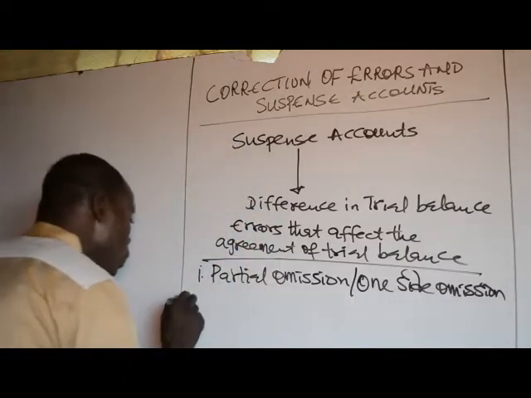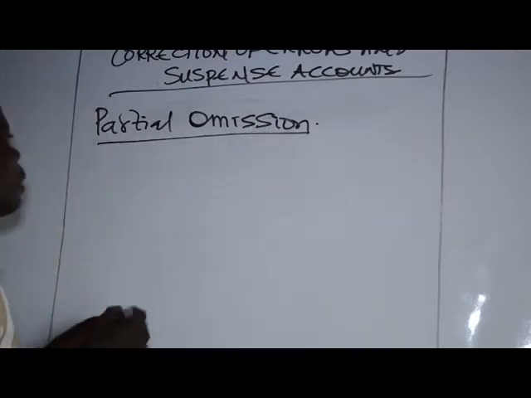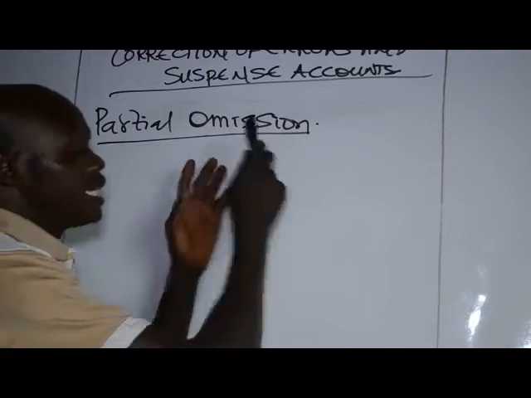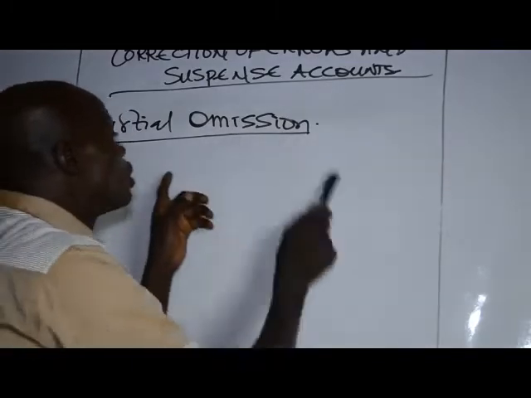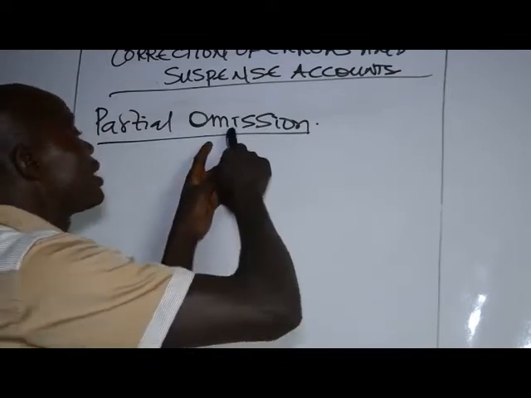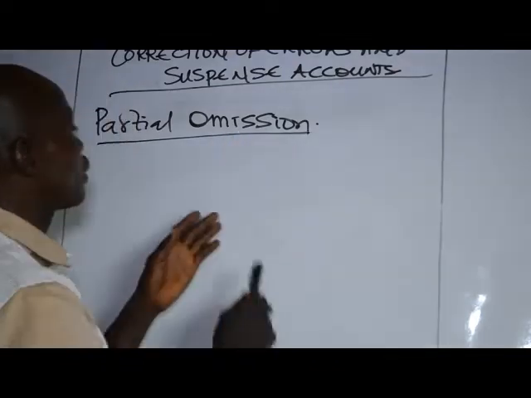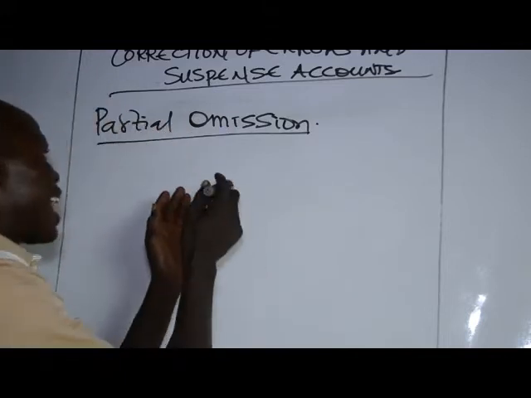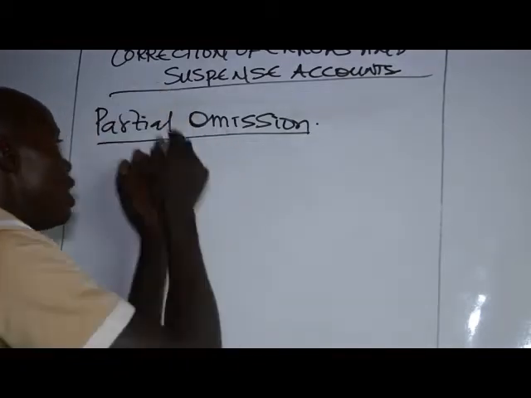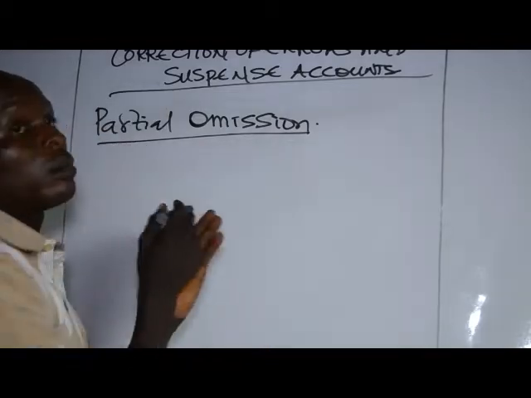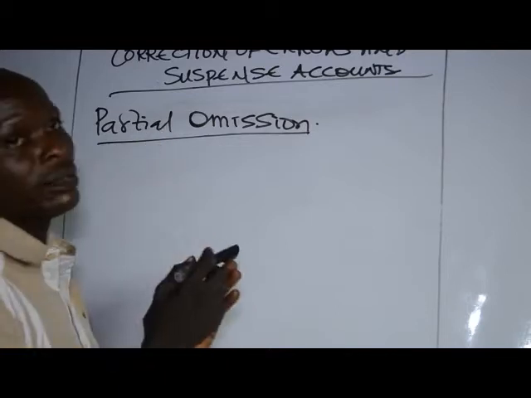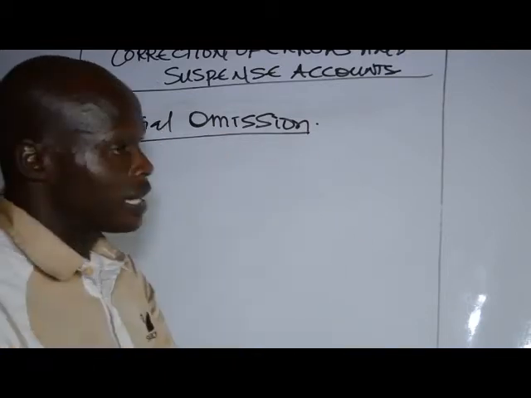To correct a partial omission error, pass the correct entry to the account where it has been omitted. And the second account will now be the suspense account. That is the account that is supposed to be debited. Where the debit entry has been omitted in error, you debit the account where the transaction ought to have been debited, and the credit entry will now be the suspense account.